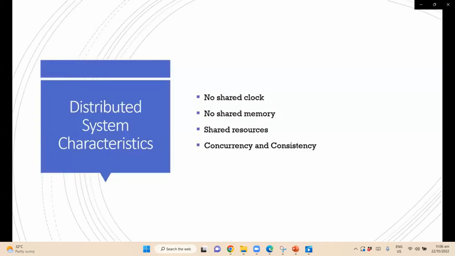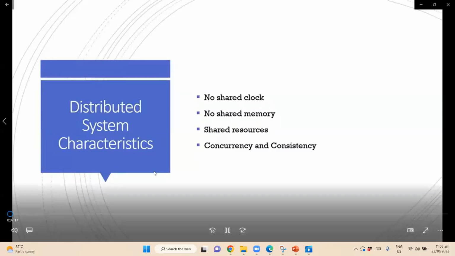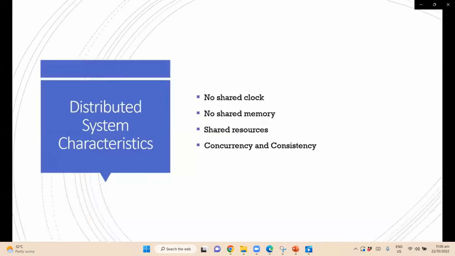And then finally, you have concurrency and consistency. So the different parts of the system are going to be working together and working at the same time, and you want to make sure that there's consistency between how that all works.